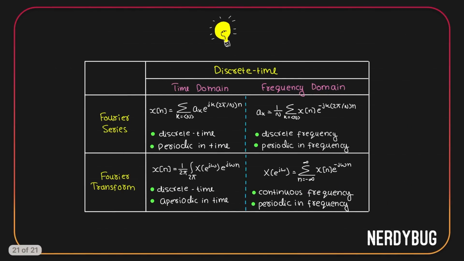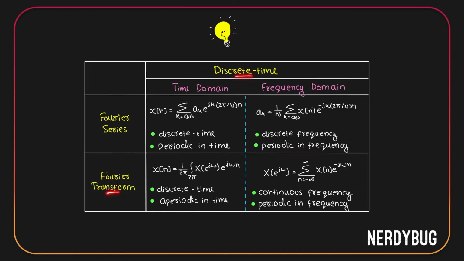Let us go to the discrete time version. In discrete time Fourier series, in the time domain, we can write the synthesis equation x of n is equal to summation where k takes any N consecutive integer values a k e raised to j k 2 pi by N n. X of n is a discrete time signal and x of n is also periodic in time because Fourier series is for periodic signals. In the frequency domain, we have the analysis equation a k is equal to 1 by N summation where n takes any N consecutive integer values x of n e raised to minus j k 2 pi by N n. A k is a discrete frequency function and it is periodic.